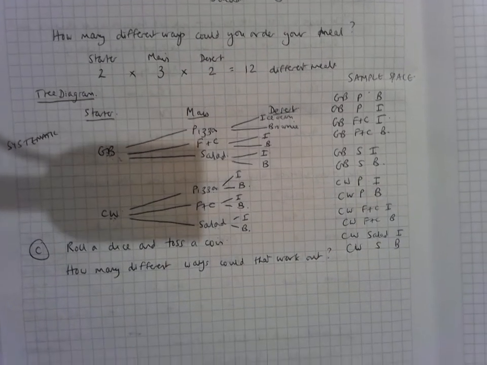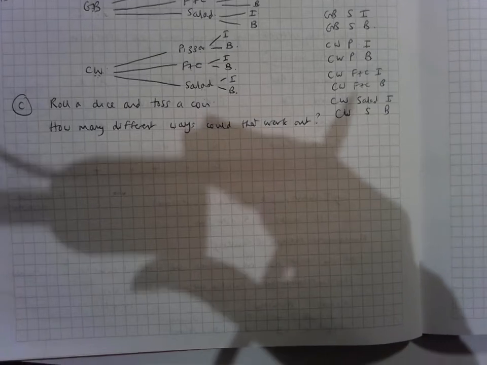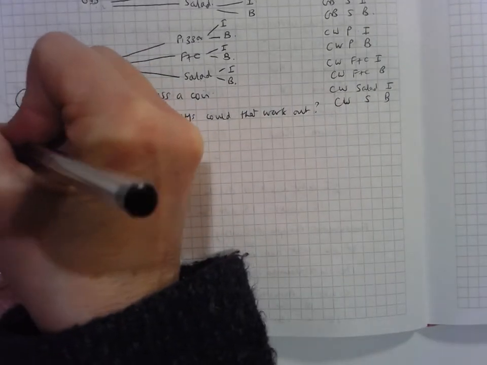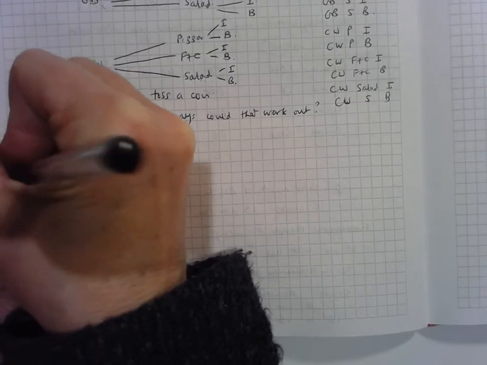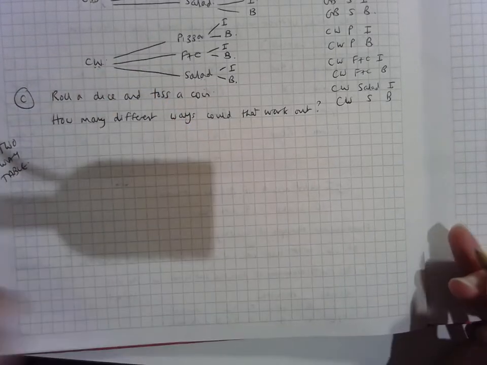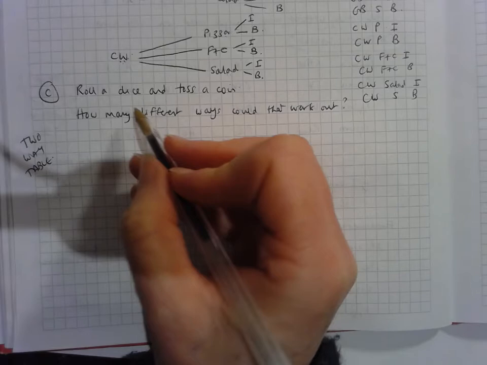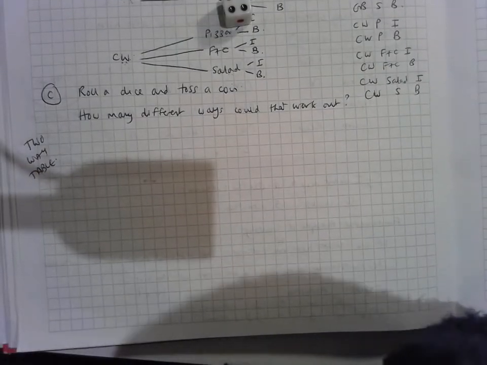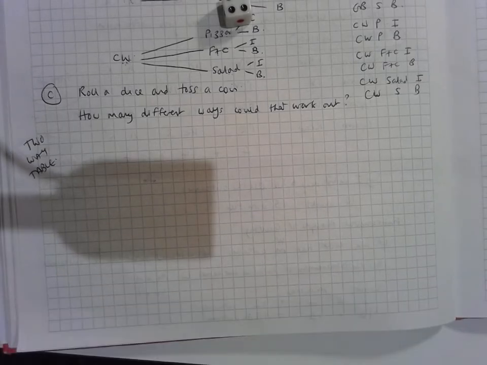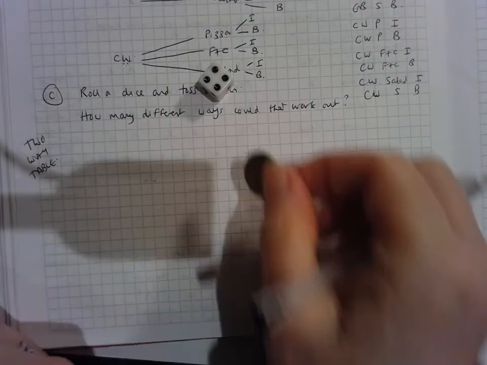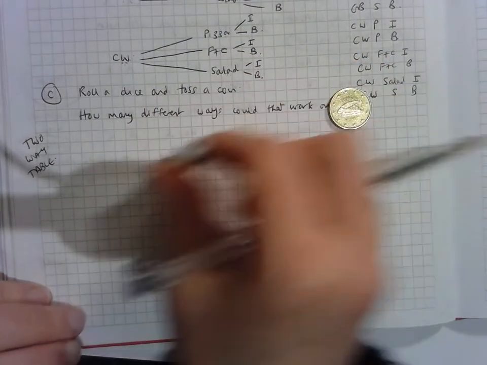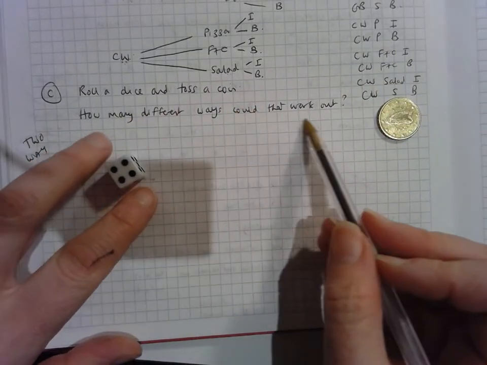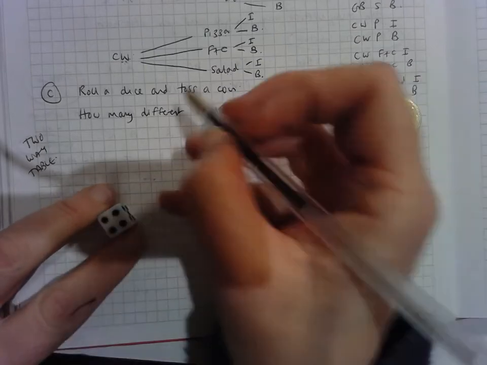Now, let's take one more example, and in this we're going to talk about a two-way table, which is another way of doing systematic listing. So, two-way table. In this case we're going to roll a dice and toss a coin. There's my dice and there's my coin. Now let's think about it. We want to know, if we roll a dice and toss a coin, how many different ways could that work out? So we're looking for this sample space.